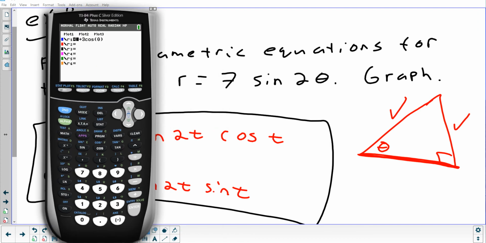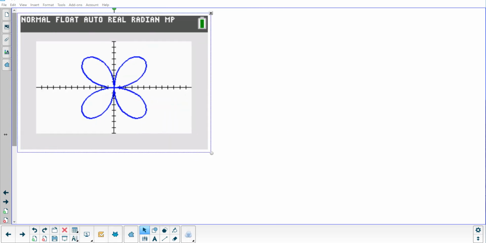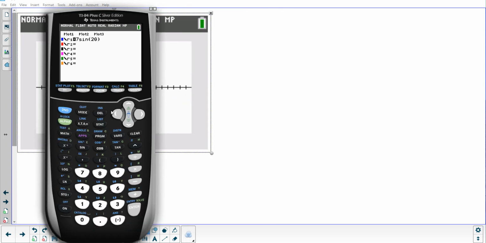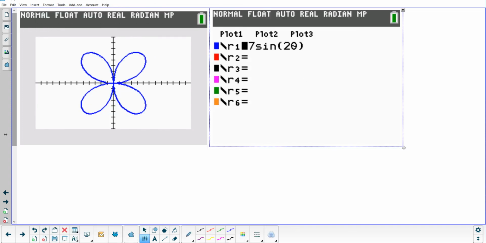Okay, I'm in polar, so I'm going to do that one first. 7 sine 2 theta. I'm going to set my window. First of all, I just want to go 0 to 2 pi. I don't want it to trace over itself. And let's hit graph. There you go. That's the picture of 7 sine 2 theta. So let me put that here, and I'll put how I did it right next to it. So this was polar.